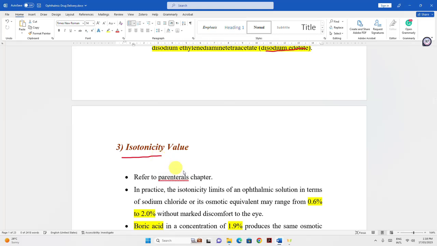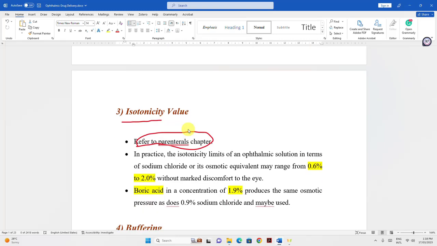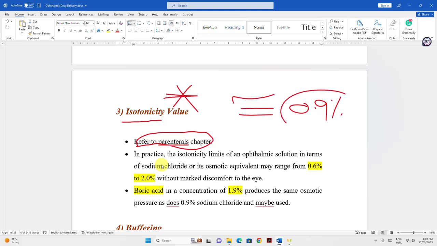Isotonicity, the same case with parenterals applies here. Your ophthalmic products need to be isotonic with the eyes. Now, for example, if we are talking about normal saline, to be isotonic with the eye, it's 0.9%, and that is isotonic. Equivalent to that, we need the ophthalmic preparation to be equivalent to about 0.9% of sodium chloride. I'm not saying that the concentration of the drug should be 0.9%. I'm saying the equivalent tonicity should be about 0.9%.